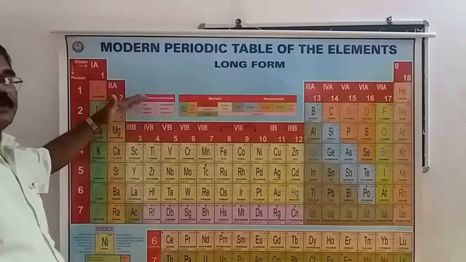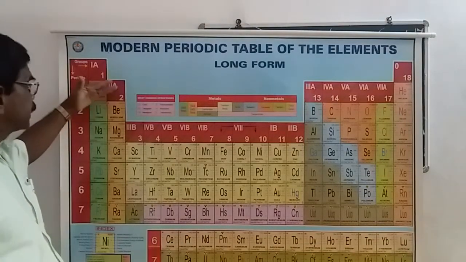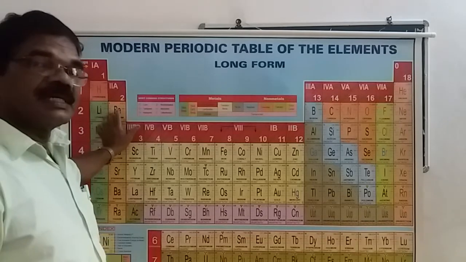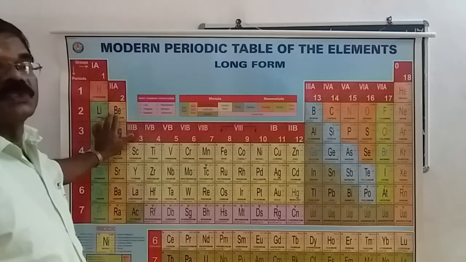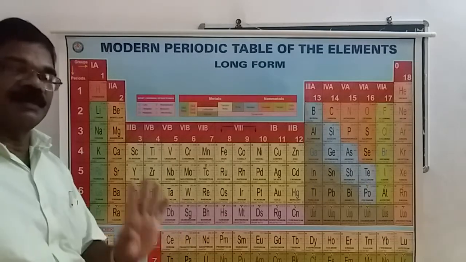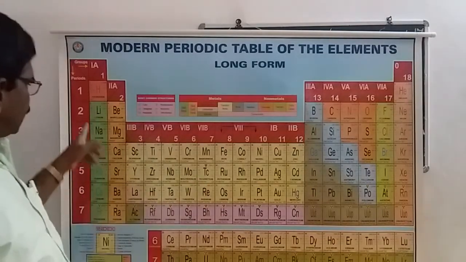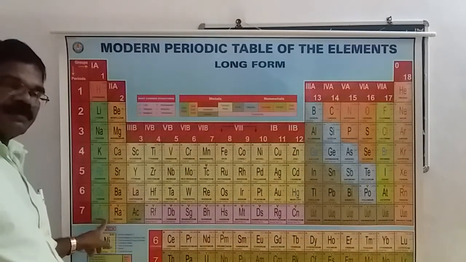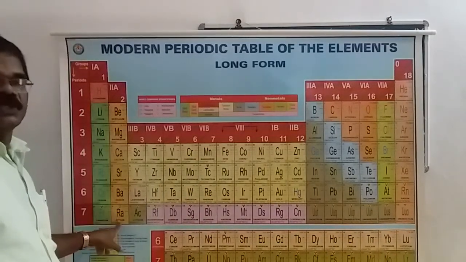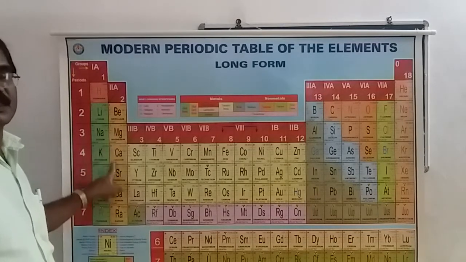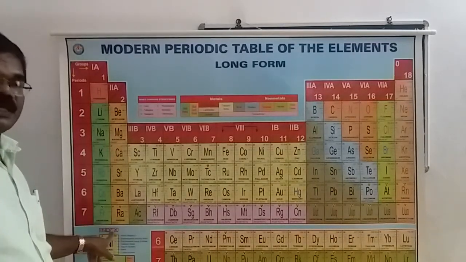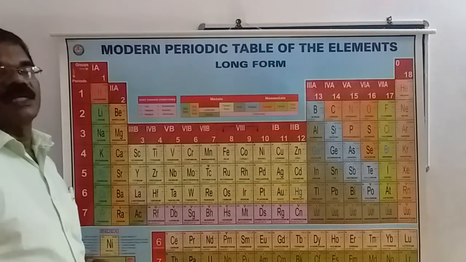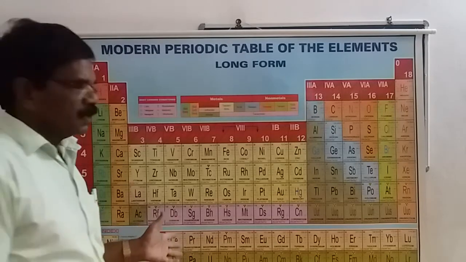In every group, the less reactive metals are at the top. Why? The size of the atom is very small, so it has the least tendency to lose electrons. This is the same as electropositivity. Electropositivity in a group increases from top to bottom. Electropositivity means tendency to lose electrons. If the size increases, the tendency to lose electrons also increases, because the attraction towards the outermost electron decreases. So it easily loses electrons.